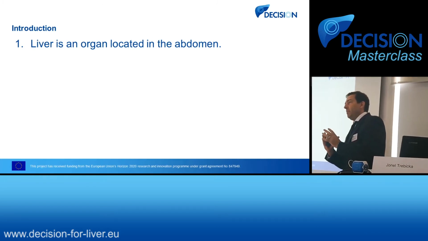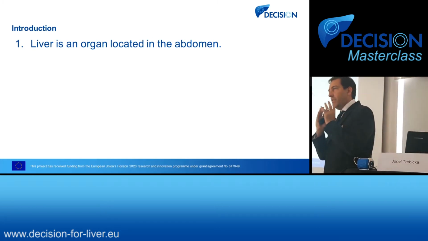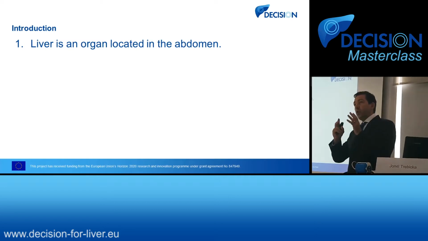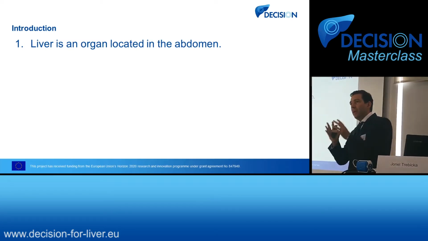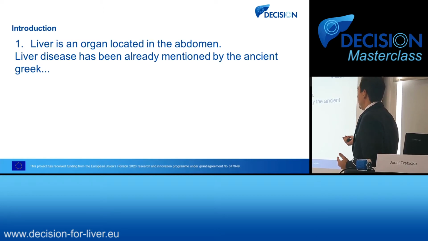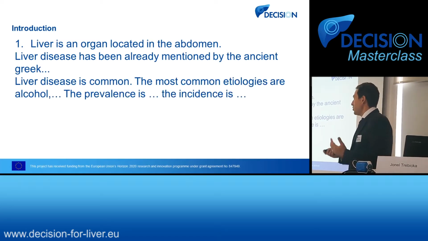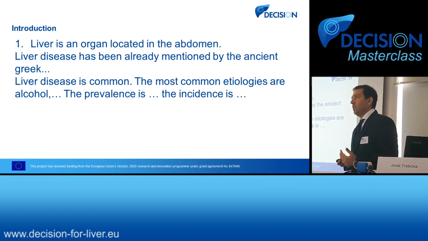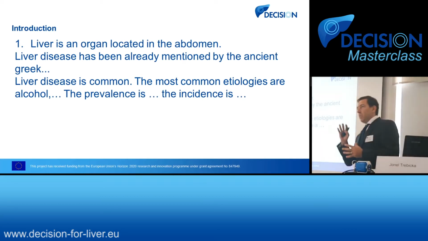If you have limited time for the reviewer to read it, you have limited time for the editors to read it, and also the researchers who are interested in your topic have limited time. Don't go, for example, "liver disease has already been mentioned by the ancient Greeks and so on." So this is not so good. "Liver disease is common. The most common pathologies are alcohol, prevalence, incidence, and so on and so on." Go to the point. What is your topic?